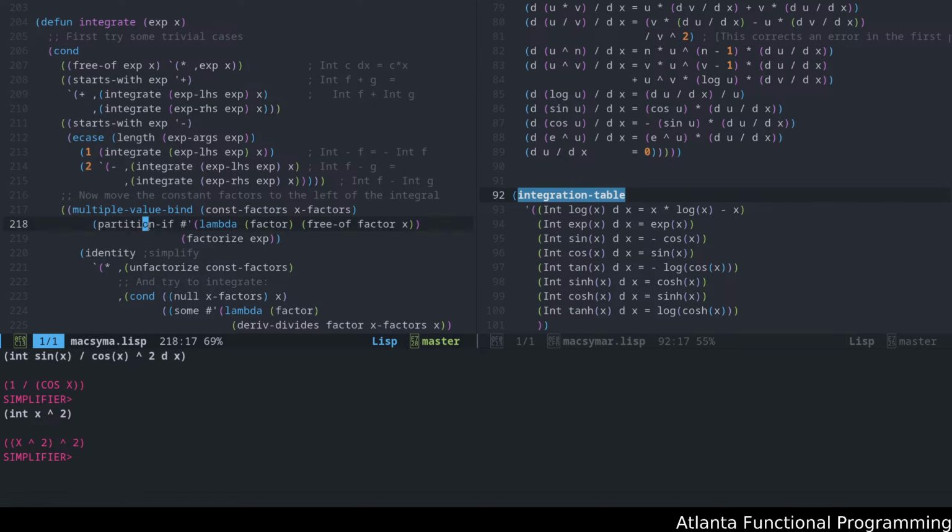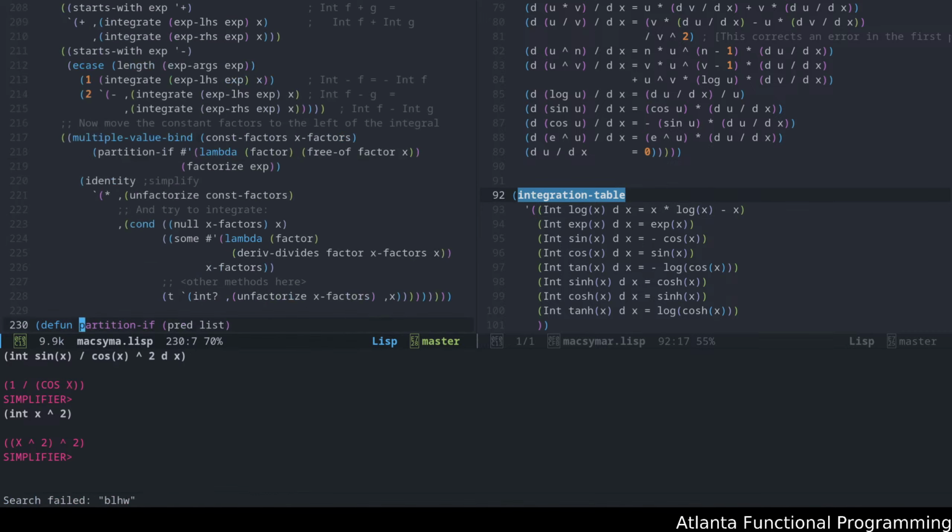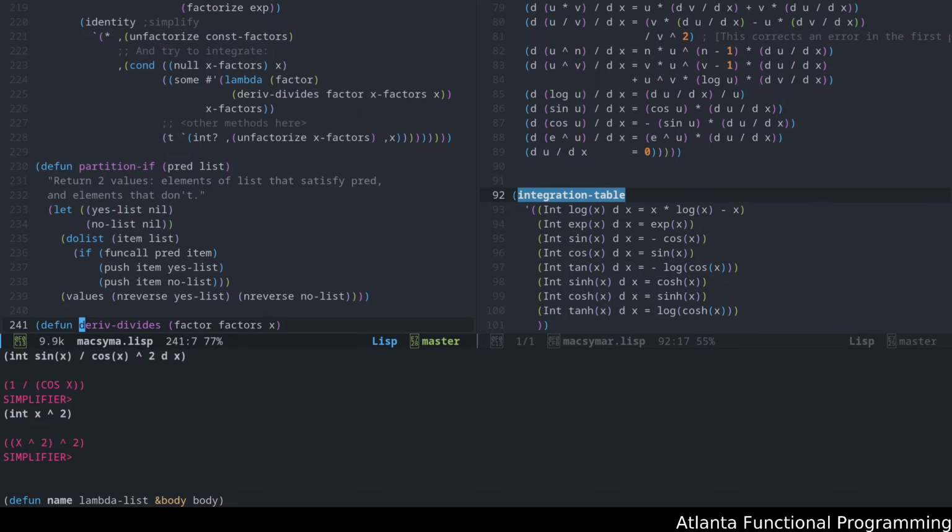Oh, I forgot that we also have this partition if function here that was defined here. So partition if is basically implementing partition. It's a multi-value return. The first value is going to be the yes list, and the second value is the no list. So elements that don't satisfy the given predicate are in the second argument, and the first one is just anything that satisfies the predicate.